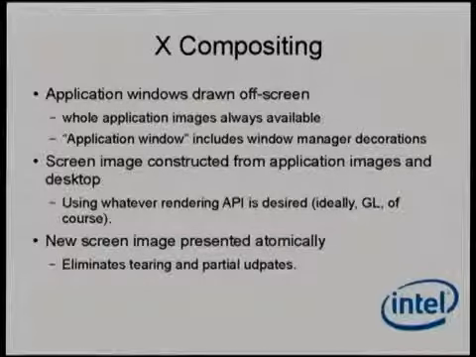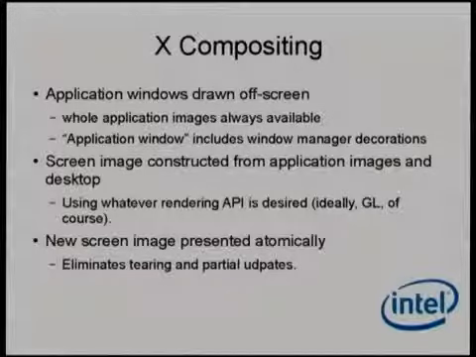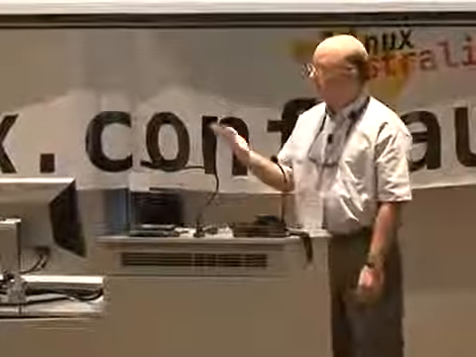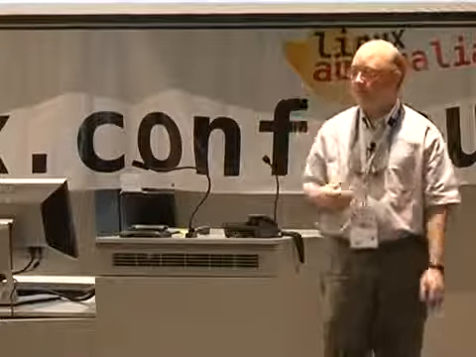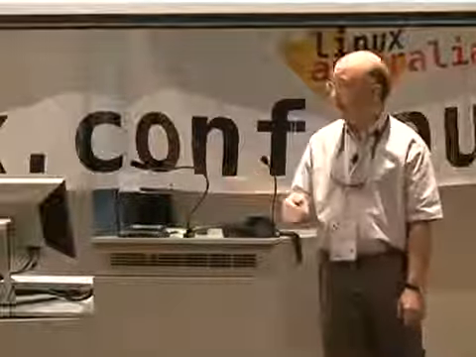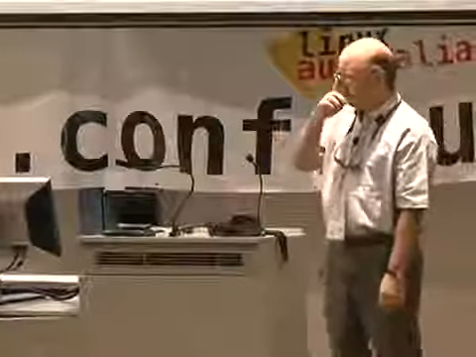So what is X compositing? It's where application contents are drawn off screen. This does a whole bunch of stuff. In particular, when an application makes a small rendering change, it doesn't appear on the screen until somebody decides that the entire screen needs to be repainted. One of the neat side effects of this is the whole application image is always available. So if you want to do those cute little application thumbnails, if you want to do the Alt-Tab stuff where you can see what the application contents of a hidden application would be, you can do that kind of stuff.